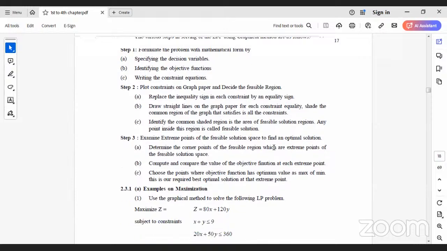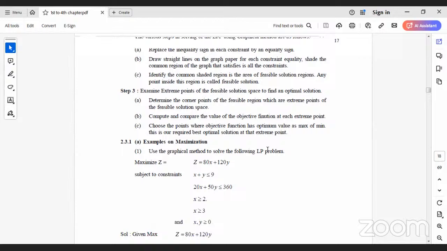Examine extreme points of the feasible solution space to find the optimal solution. Determine the corner points of the feasible region, which are the extreme points of the feasible solution space. Compute and compare the value of the objective function at each extreme point. Choose the point where the objective function has the optimum value, maximum or minimum as required, as the best optimal solution at that extreme point.